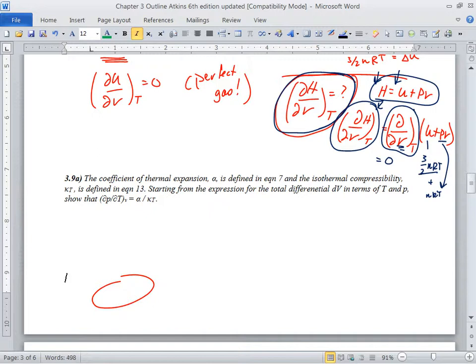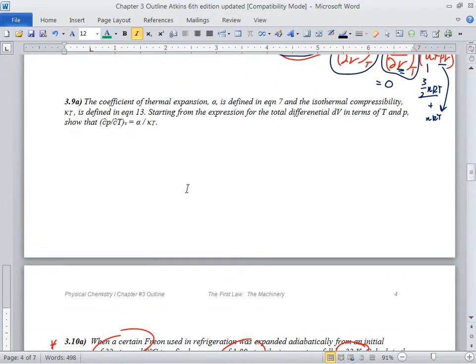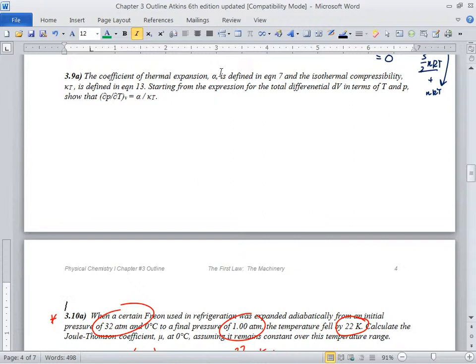Start with 3.9. Maybe we can get this one knocked out here. Alpha is defined in equation 7. Oh, we already know what they are. We can just write them down in our notes.